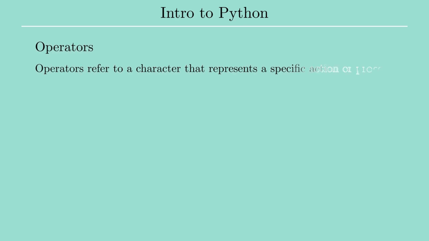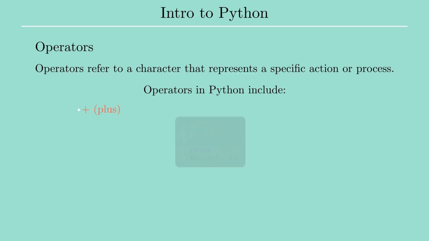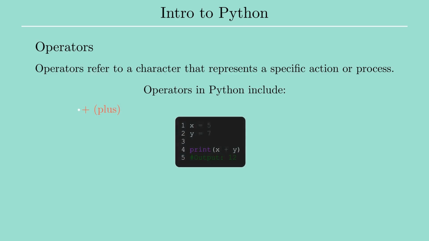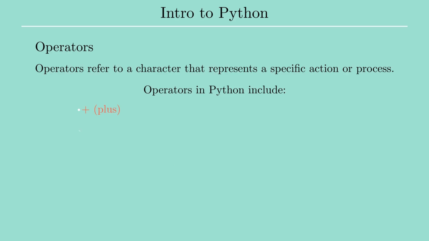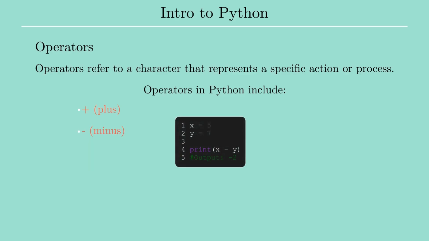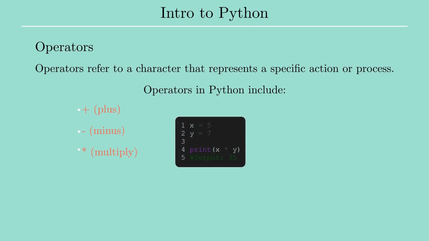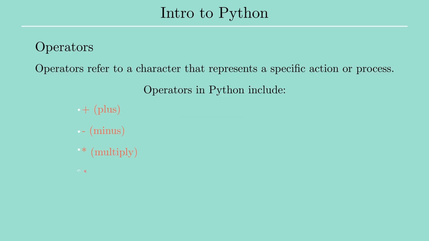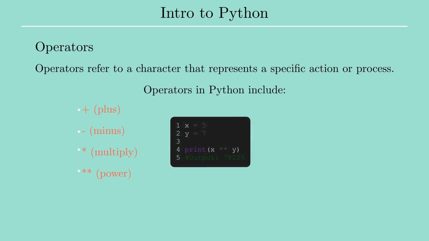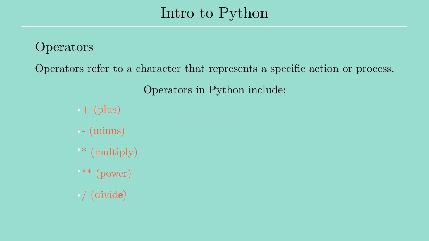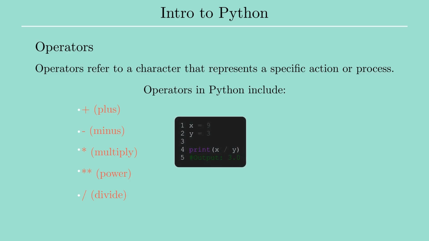Operators in Python can be used to complete actions on data. Python operators include plus. This is used to add two data values. Minus. This is used to subtract two data values. Times. This is used to multiply two data values. Power. This is used to exponentiate a data value to another.